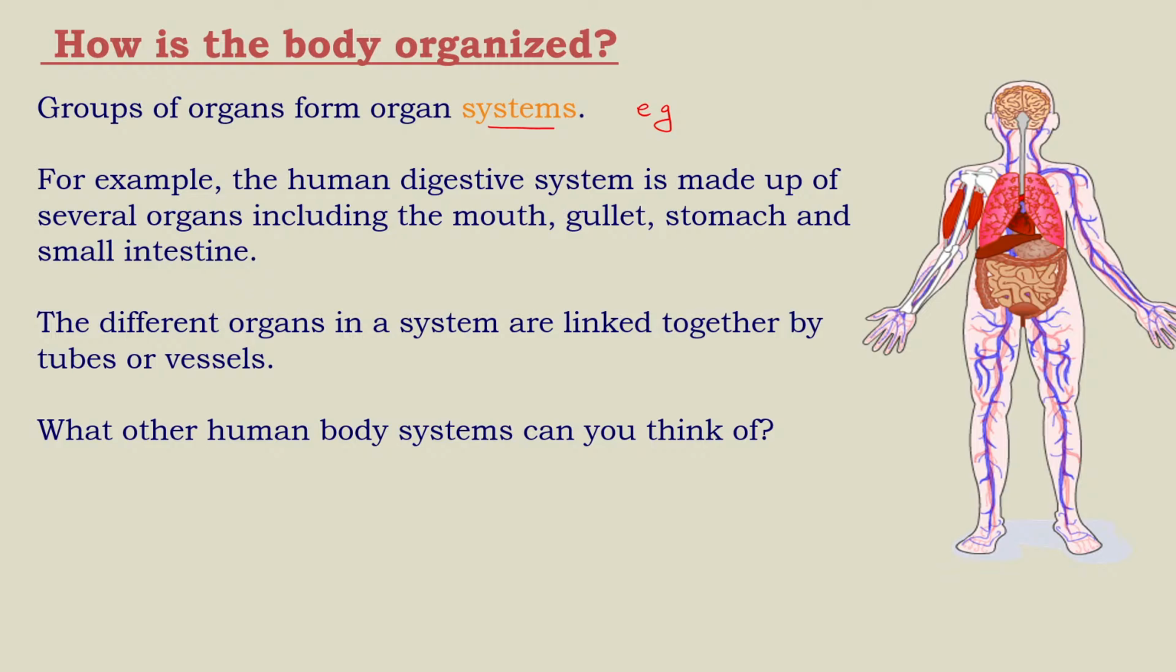Whereas in the human respiratory system, we know that all these organs work together and help in a process called respiration, the utilization of glucose, the breakdown of glucose to get energy. So this is the work of the respiratory system. Each organ system has a specific function to do.